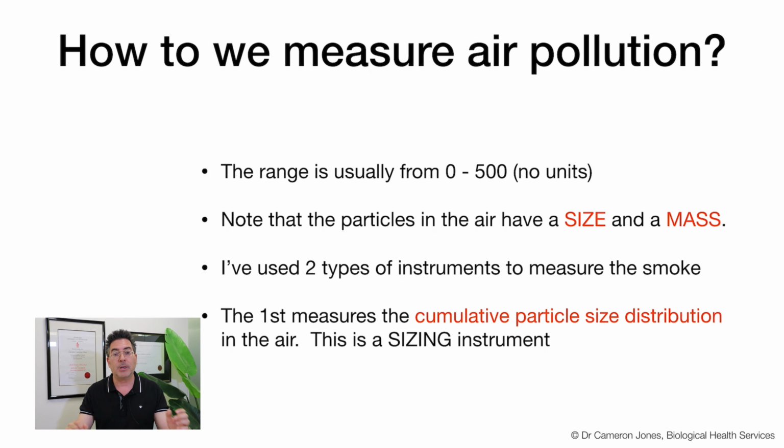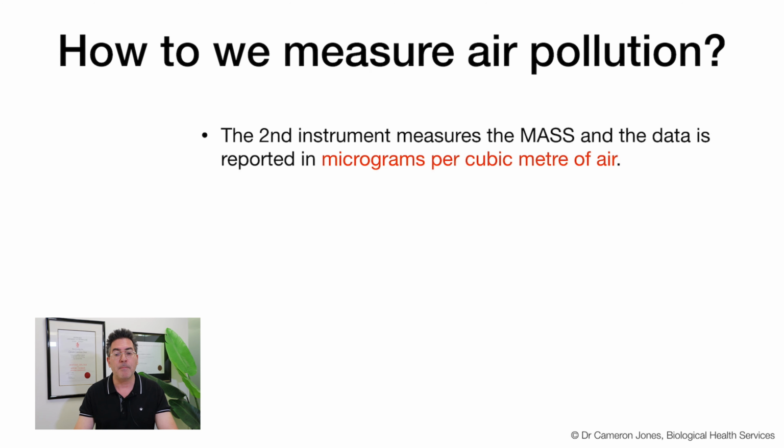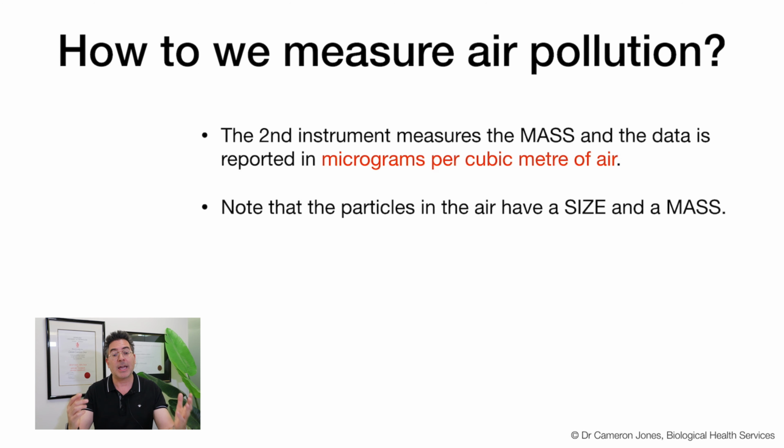So the first instrument, and I'm going to be showing you some videos of how these work so you can see for yourself what they're actually measuring in the air, measures something called the cumulative particle size distribution. This is a sizing instrument. Just think of this as counting up the number of particles per unit time. Now, the second type of instrument will measure the mass, and that will report the measurements in micrograms per cubic meter of air. And that's just a different side of the same coin.